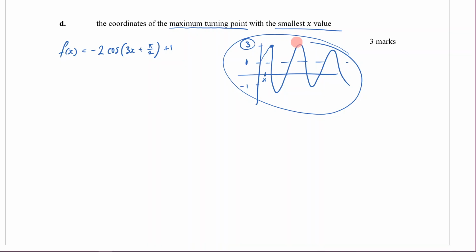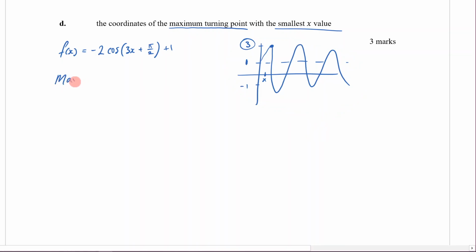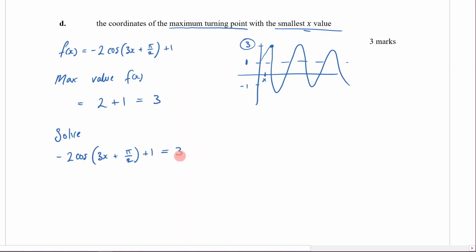Okay, so having done that, what are we going to do? One thing that we should be very grateful for is that we've figured out what the maximum value of f of x is going to be. We did that by saying it's going to be 2 plus 1, which is equal to 3. Having now done that, to find what the x is going to be, it's simply like solving a trigonometric equation, is it not? So we're just going to solve when negative 2 cos(3x + pi/2) + 1 is equal to 3. That's what we're doing.